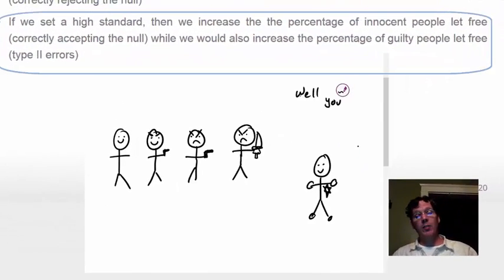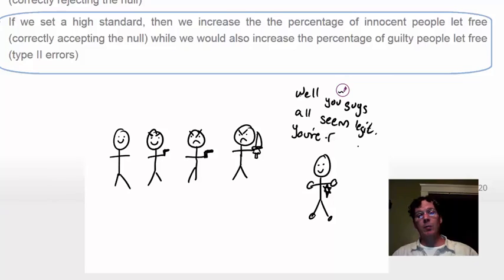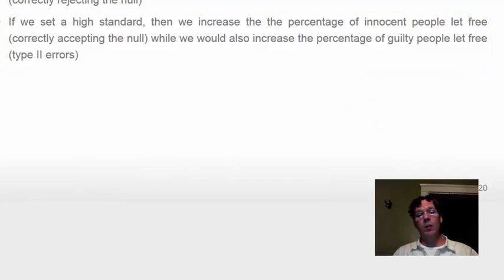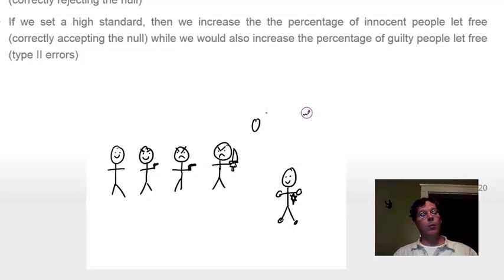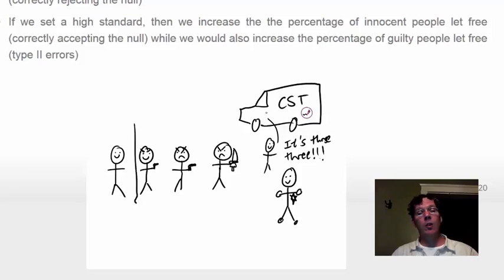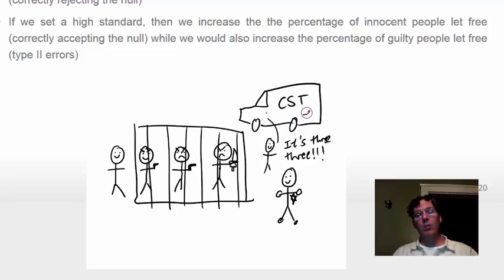If we set a very high standard, basically a person has to have a smoking gun in their hand to convict them, then we would increase the percentage of innocent people let free, a good thing, correctly accepting the null, while it would also increase the percentage of guilty people let free, or so-called type 2 errors. And this illustrates how the type 1 error rate and the type 2 error rate are related. Of course, ideally, what you would like is to get better evidence for a given standard, and that's the idea of doing things like increasing the sample size. But before we discuss those sorts of issues, let's talk about how we conduct hypothesis tests.